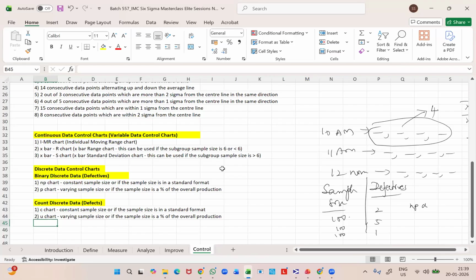Any question, any observation, any suggestion? Everything is fine? Yes or no? Yes. So even if you are not able to respond orally, just type it in the chat box.